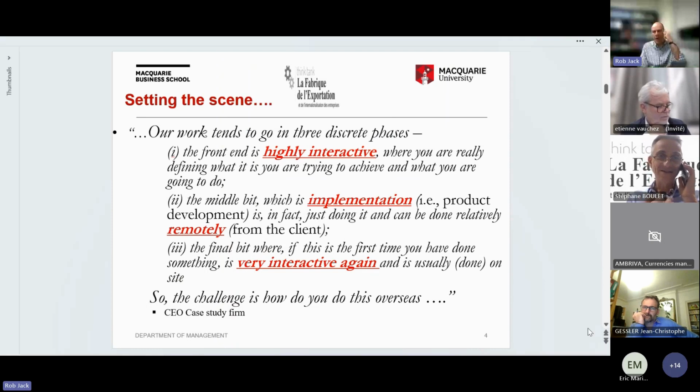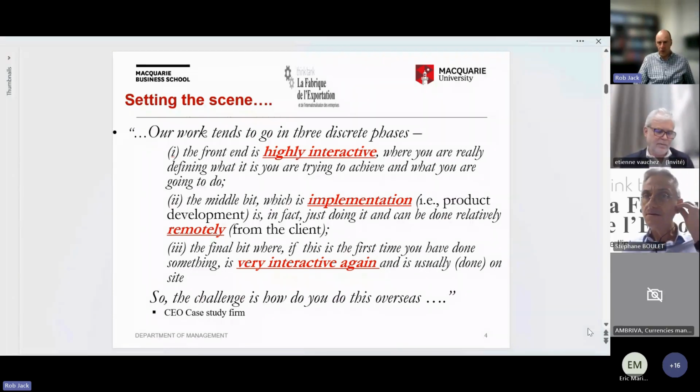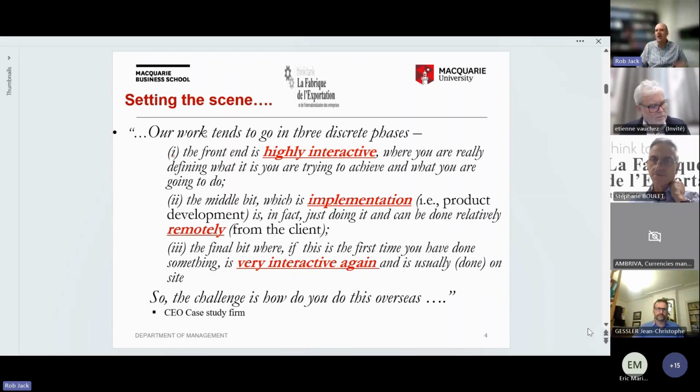Now, I thought it might be good to set the scene a little bit. This is a quote from one of the case study firms that I'm presenting tonight. And this is a firm that actually produces medical instruments. Now, it has a fairly significant export market. It's based in Melbourne. And this is, I think, very indicative of how many managers in this firm view their product. So you can see the quote here. I won't read it out. I've just highlighted what they regard as the components of their product.